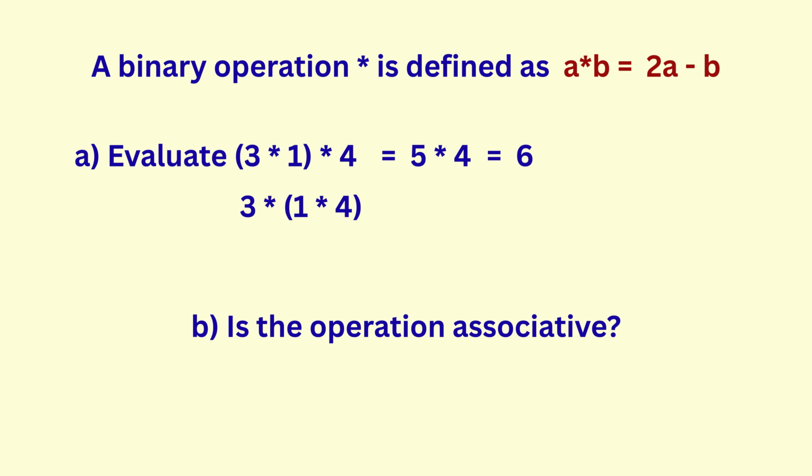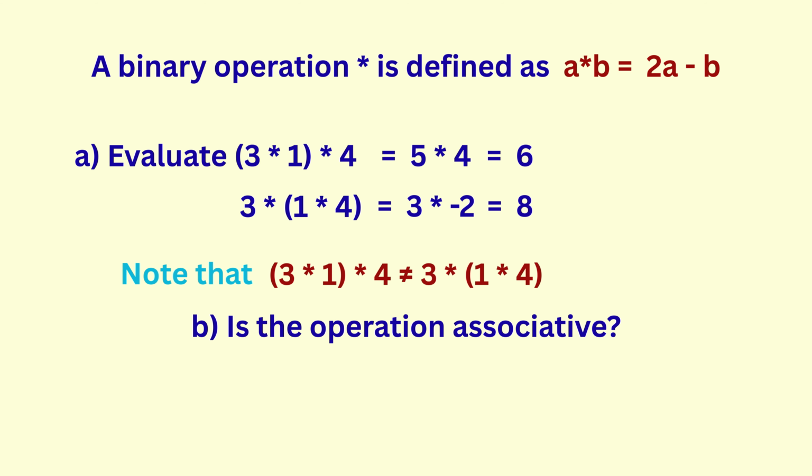So this time we'll group 1 and 4. 1 star 4 is negative 2. So now we are calculating 3 star negative 2, which is 6 minus minus 2, which is 8. A different result from what we calculated in part A when the 3 and the 1 were grouped. So the operation is not associative.